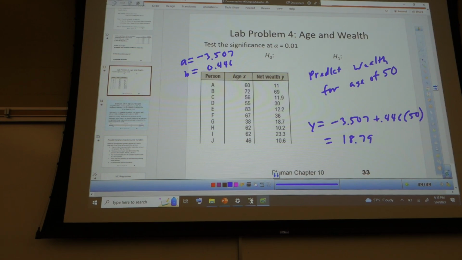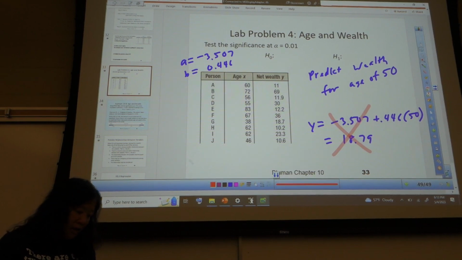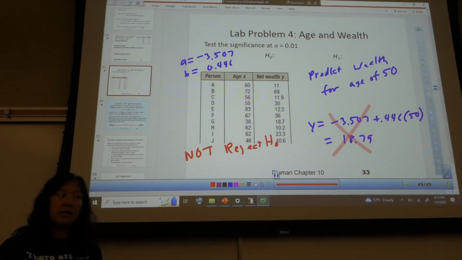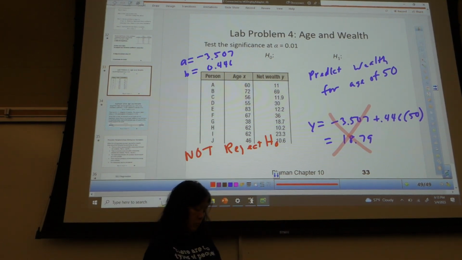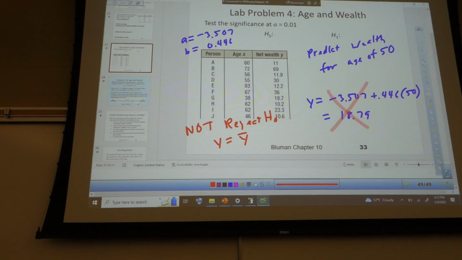That is completely wrong. We did not reject H naught. Right? So since we did not reject H naught, my best predictor for Y would be what? Y bar. Right, yeah. Okay? So what's my Y bar? 23.29. 23.3. Yeah. Good?